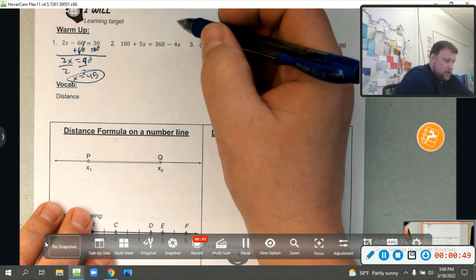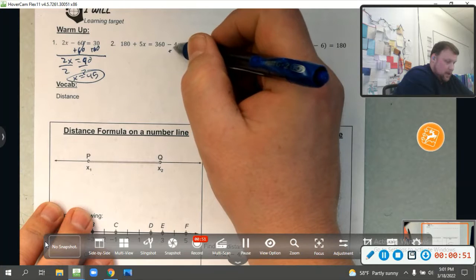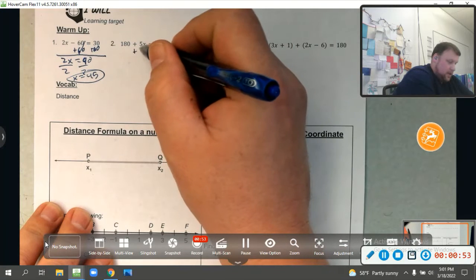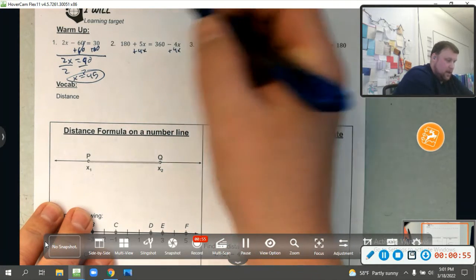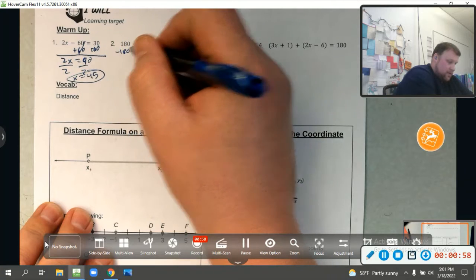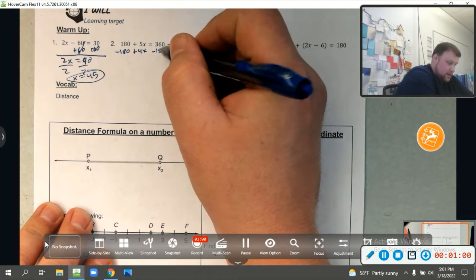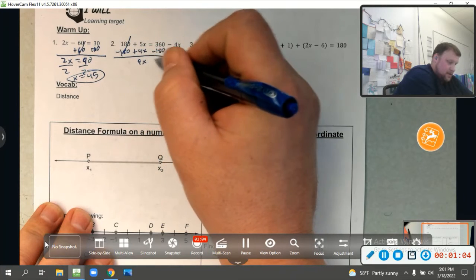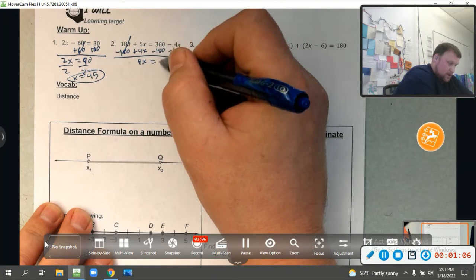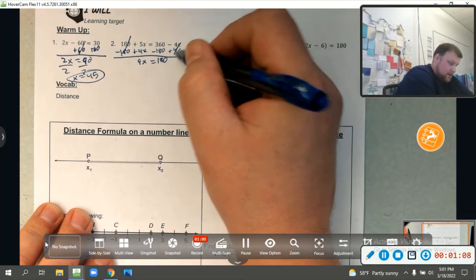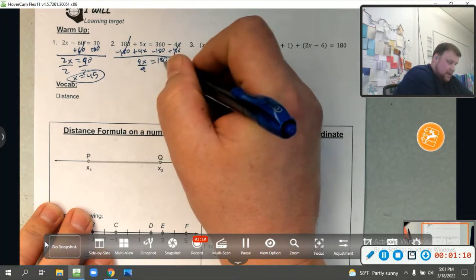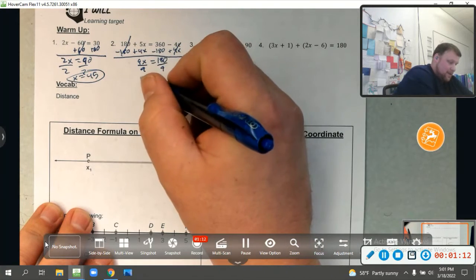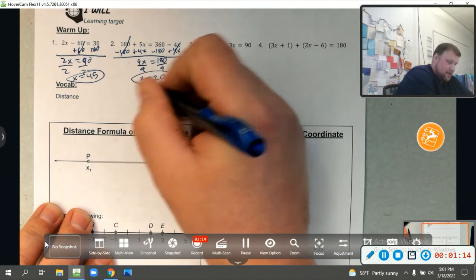All right. I'm going to add 4x to both sides. And we can walk and chew gum at the same time, right? So I'm also going to subtract 180 from both sides. And that's gone. I get 9x equals, that's 180. That's gone. Divide both sides by 9. And we get that x equals 20.